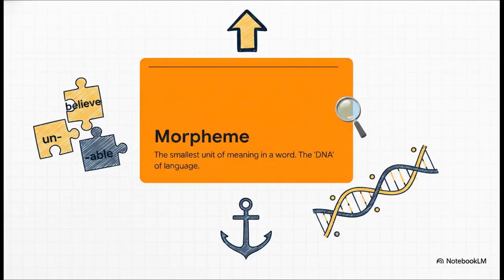All right, to really get how words are built, you gotta look at their most basic building block, the morpheme. Now, a morpheme is the smallest little piece of a word that still has meaning. Think about the word unbelievable. It's actually got three morphemes: un, which means not, believe, that's the main idea, and able, meaning can be done. These tiny little units are literally the DNA of language.